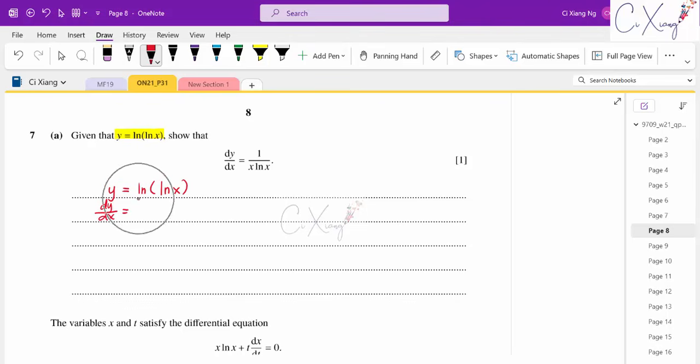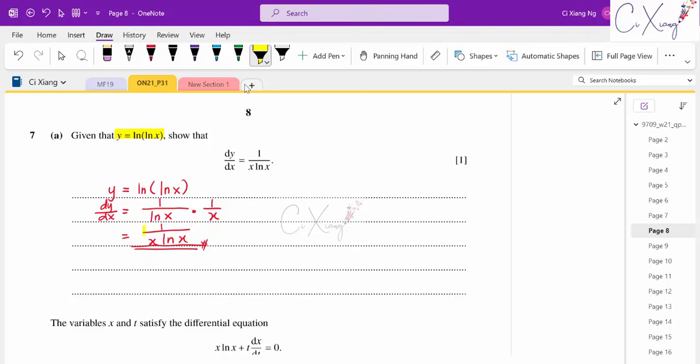Okay, so when having ln in a bracket and you want to differentiate it, you need to bring the bracket down to become the denominator. So I'm having 1 over ln x. After I bring the bracket down to become the denominator, I have to differentiate the thing inside the bracket. So differentiate ln x, I will have 1 over x. Therefore, when you multiply these two terms together, you're having 1 over x ln x. And this is what they want us to show in this particular question.